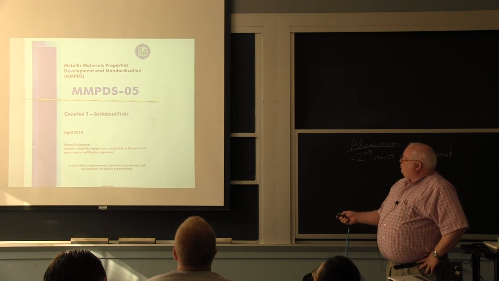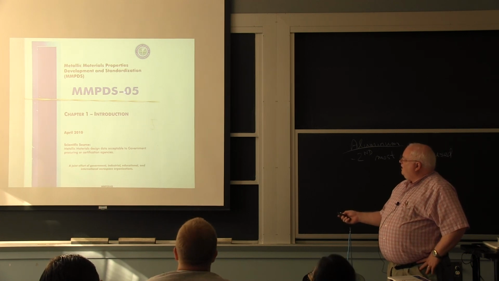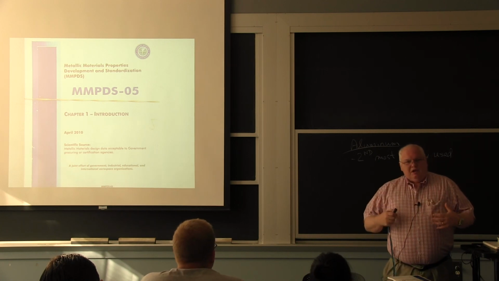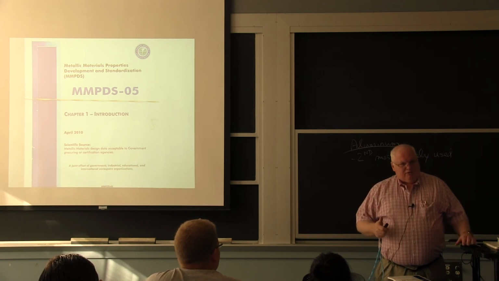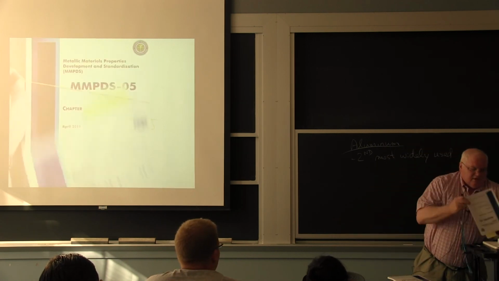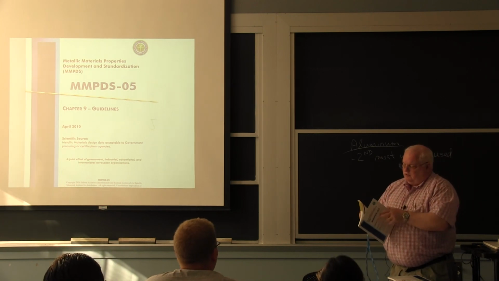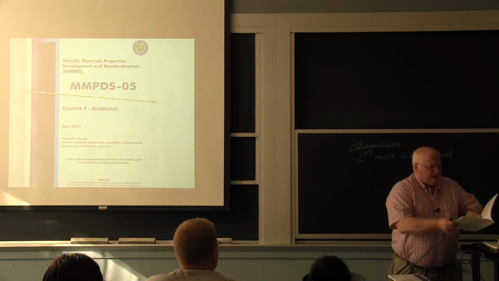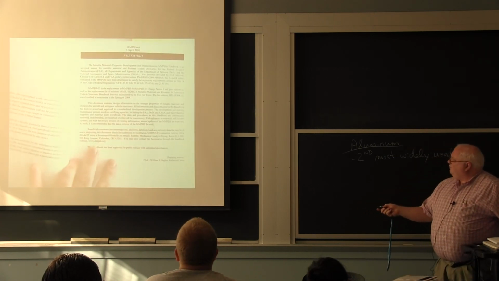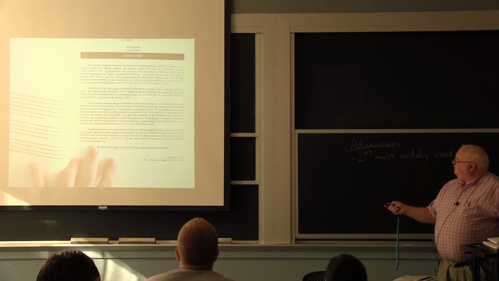It's the Metallic Materials Property Development and Standardization. It's now called MMPDS, -05. That's because for 40 years it was called Mil Handbook 5. This chapter 1, which is this thick, is an introduction to this. If you read in the beginning, it tells you it historically grew out of Mil Handbook 5. You don't have to read all this stuff. But in spring of 2004, Mil Handbook 5 was classified as non-current, and they switched it to this.